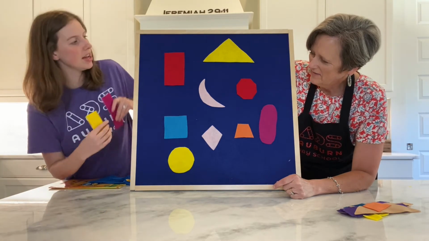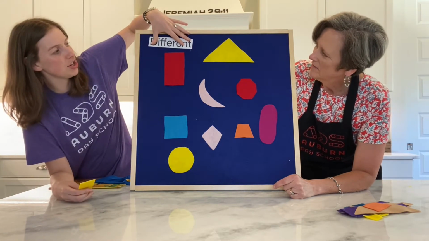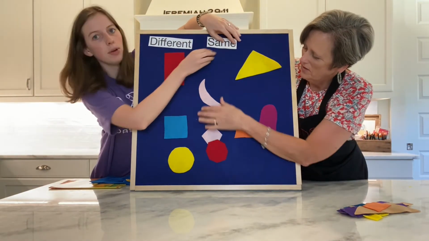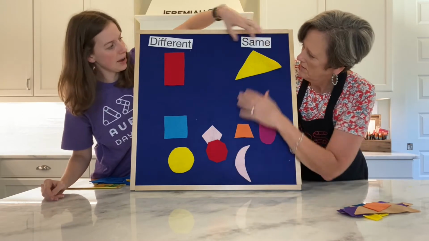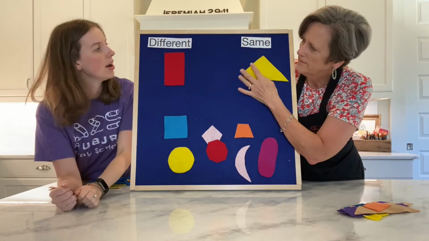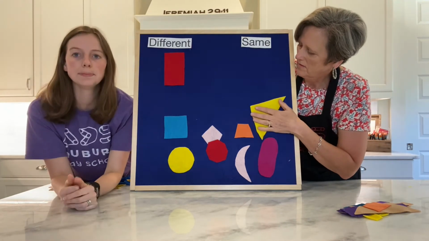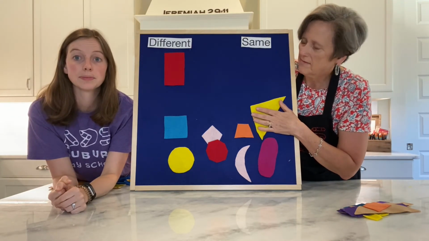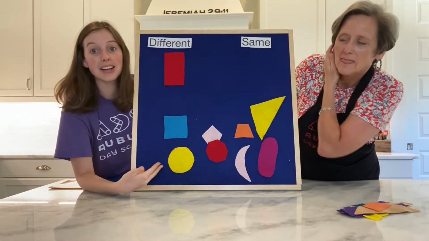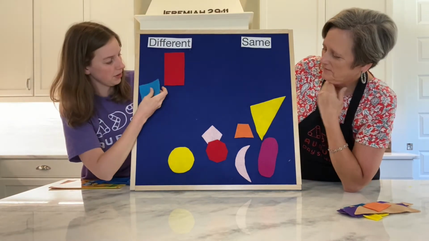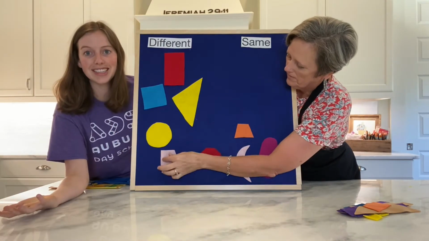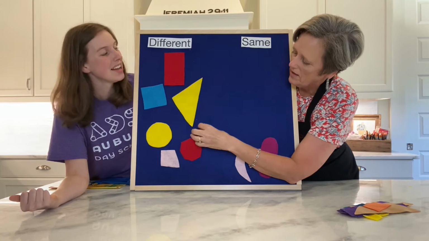So now we're going to look at all of these shapes, and we're going to try to figure out some ways that all of these shapes, or some of these shapes, are different and some ways that they might be the same. We may not sort them, but we're just going to talk about what we see up here. So do you see any shapes that are different from each other? They're all different. Yeah, they are all different from each other. Every one of them has a different name. These two are different colors. They're different shapes. They're different sizes.